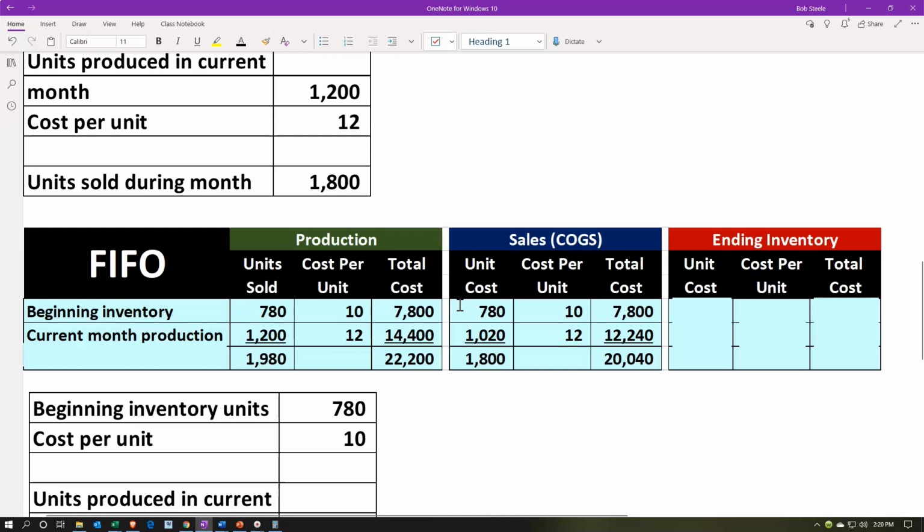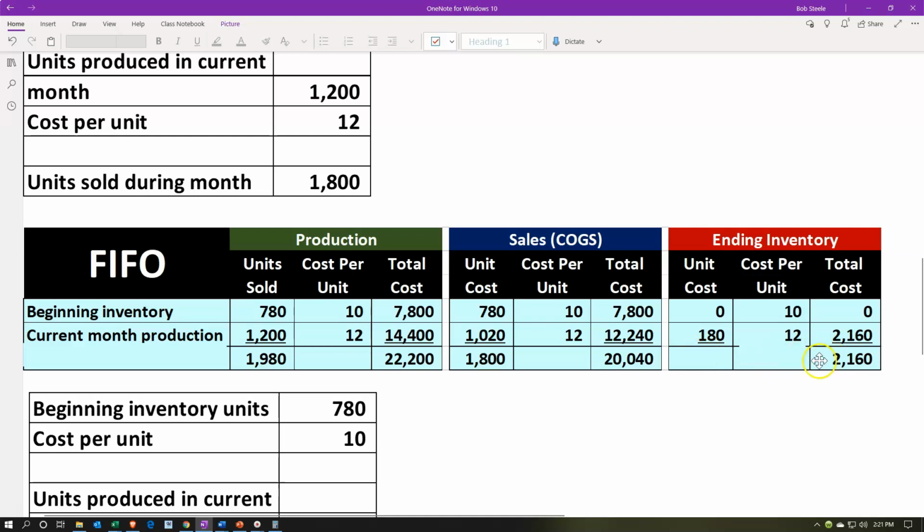But they could ask you for the ending inventory, how much is left. So if how much is left, you can say, okay, well, this row was completely wiped out. This 780 at $10 minus the 780 at $10 means there's zero left at $10. 10 times 0 is 0. Of this row, we had 1,200 at $12. We sold 1,020 of them. 1,200 minus the 1,020 means we have 180 of them left at the $12. That's going to give us the 2,180.